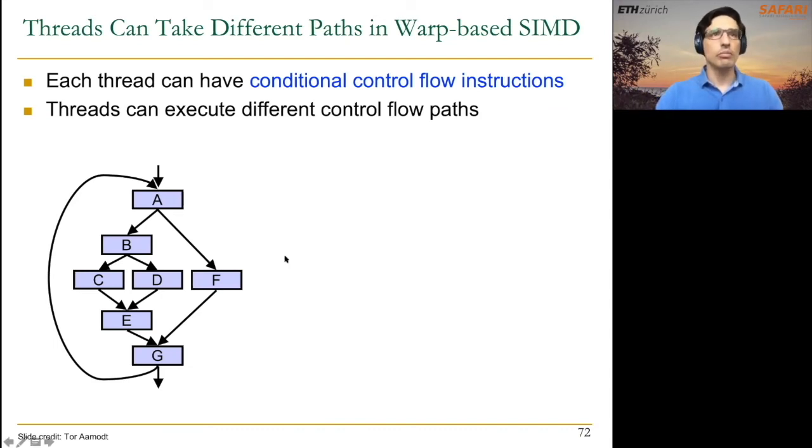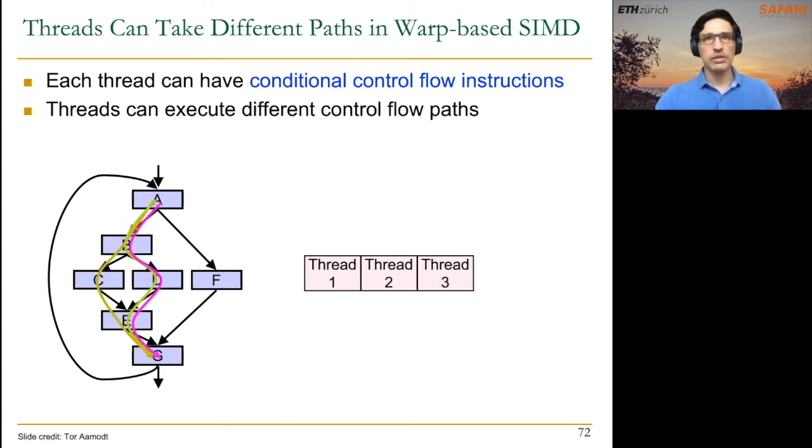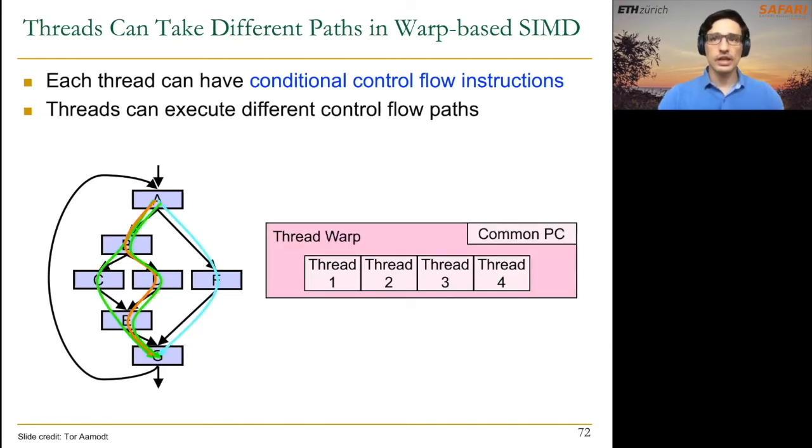Here you have an even more complex example with different conditions that are evaluated. Thread 1 goes through code A, B, C, D, E, and G, thread 2 goes through this path, and thread 3 as well, and then thread 4 goes to this path. These are 4 consecutive threads, so it's very likely they are going to be grouped together in the same warp and executed at the same time. How can the hardware handle the fact that each of these threads needs to go through a different path?